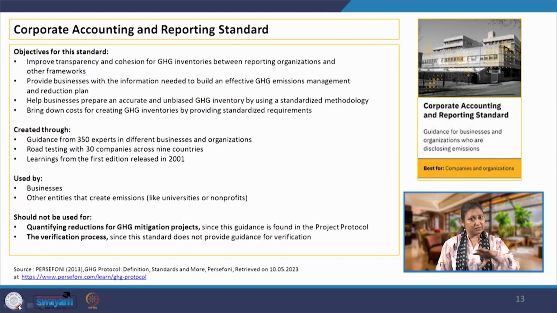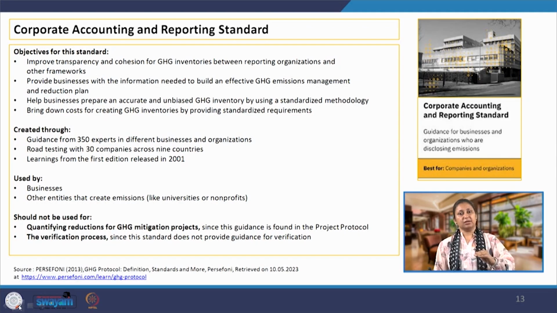For example, even the universities, the academic setups that we are in, are also entities that can be using this corporate standard. So, we are not corporates, academic institutions are not corporates, but they can also use these standards. This particular standard is not helping us quantify the reductions for the GHG mitigation projects. What we are doing, as I just mentioned, is only helping us in knowing, recording, reporting, measuring the emissions that are taking place.